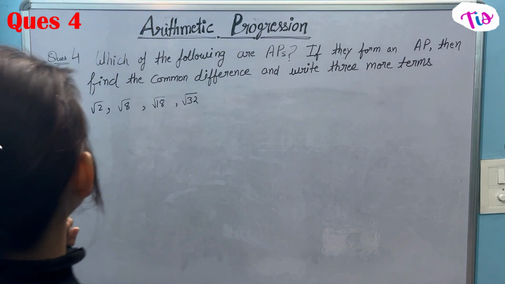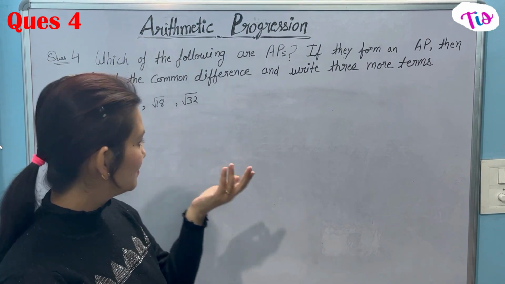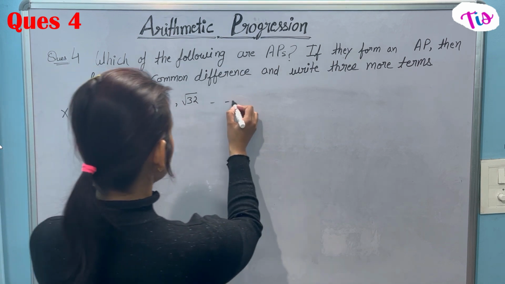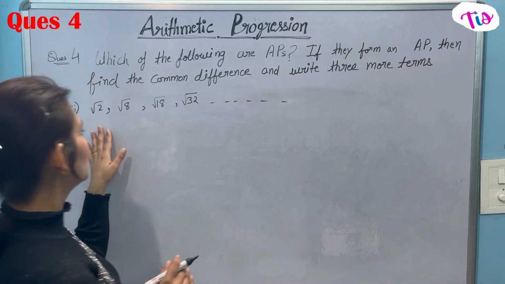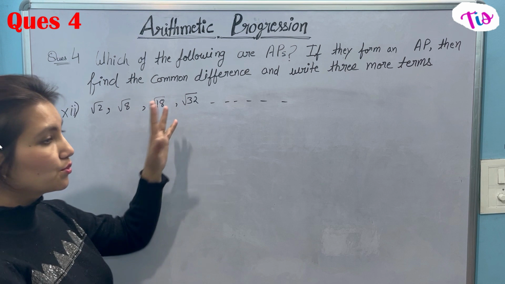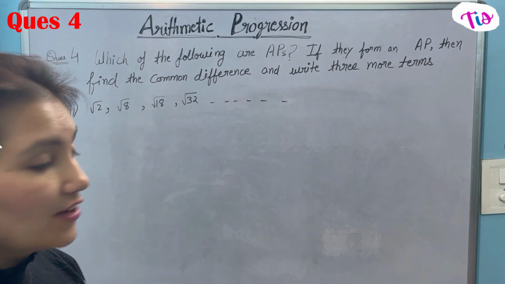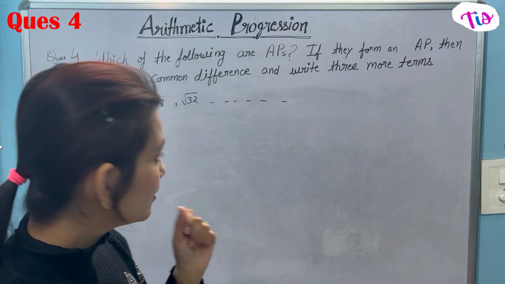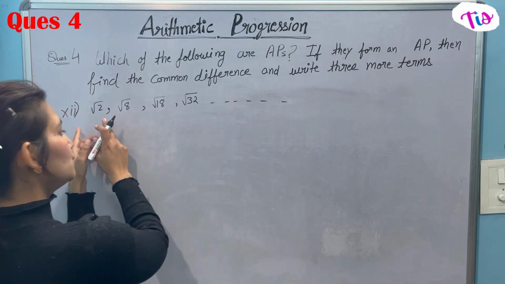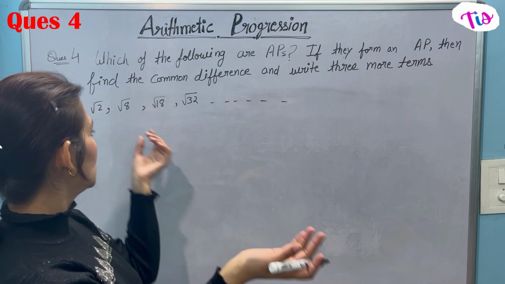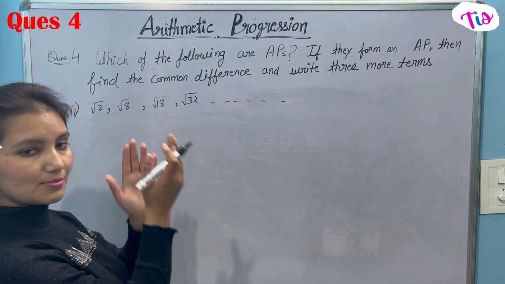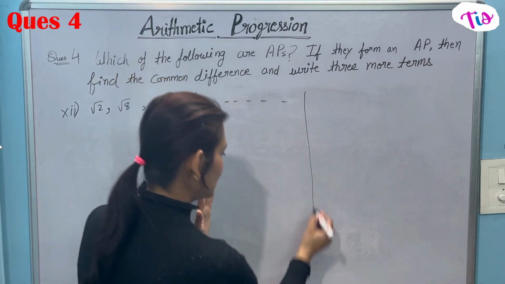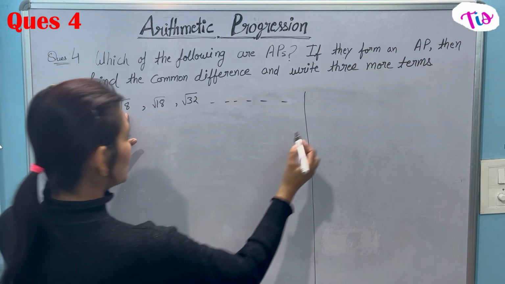So here is part 12 and it looks a little bit different. The sequence here is root 2, root 8, root 18 and root 32. We need to find out whether they form an AP or not, right? So first we will simplify these terms. Root 2 we cannot simplify any further. Root 8, how can we simplify root 8?